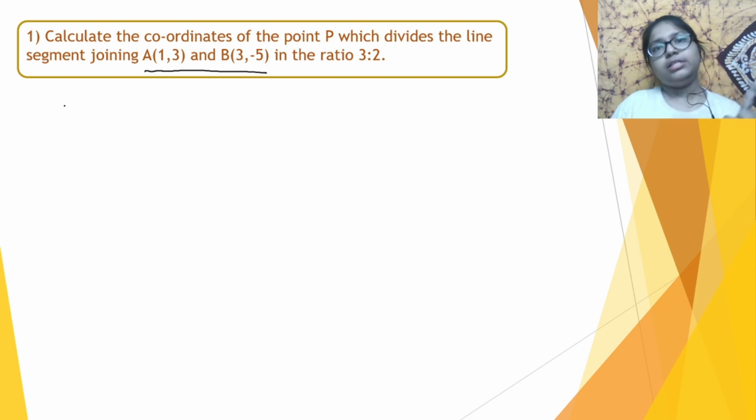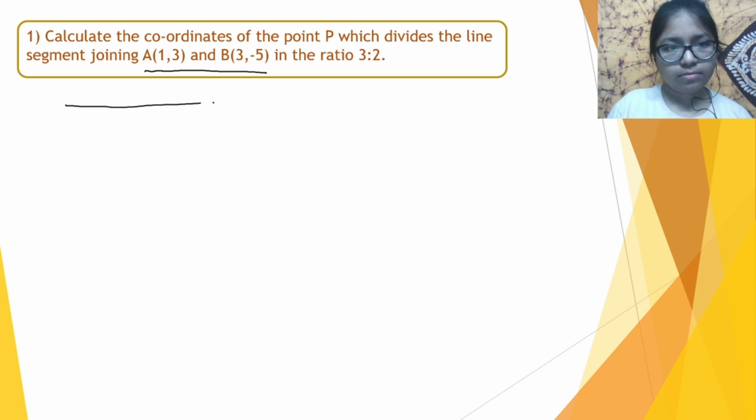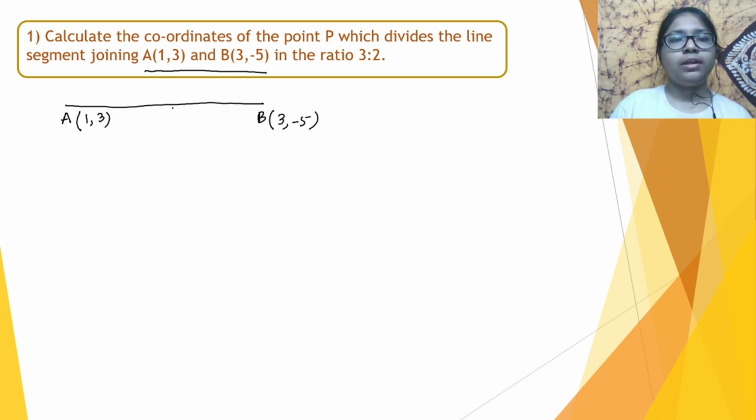First step is to draw the line. A is (1, 3) and the coordinates of B is given (3, -5). Let's say point P is here and it divides the line segment in the ratio 3 is to 2. So first we have to find the x coordinate. So first multiply the x coordinates with the ratio.